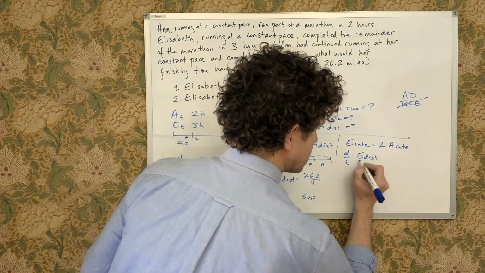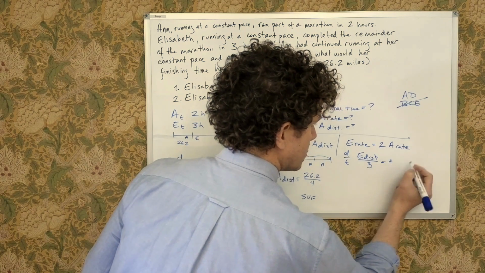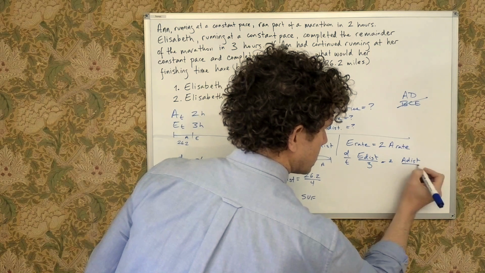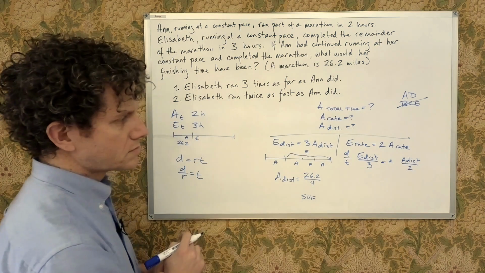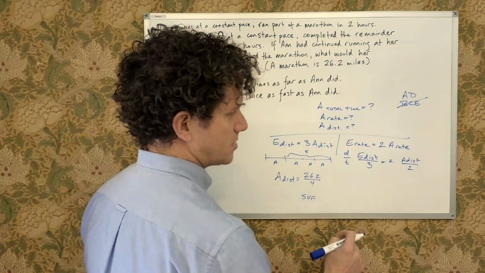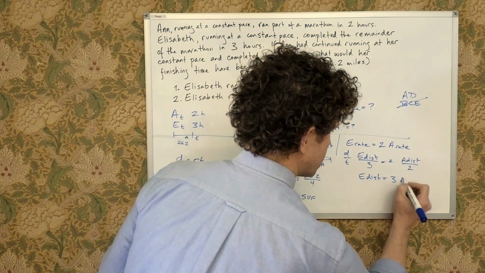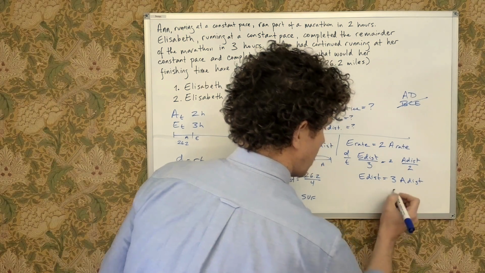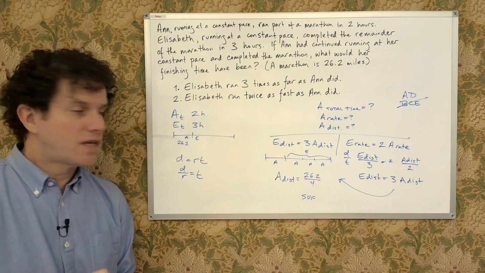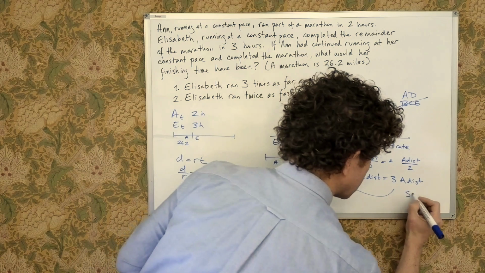Elizabeth distance over 3 is 2 times Anne distance over 2. 2's cancel, multiply both sides by 3, and we see that Elizabeth's distance is 3 times Anne's distance, and it's telling us what we got from the first statement. And we know that's sufficient. We have 2 sufficient statements.